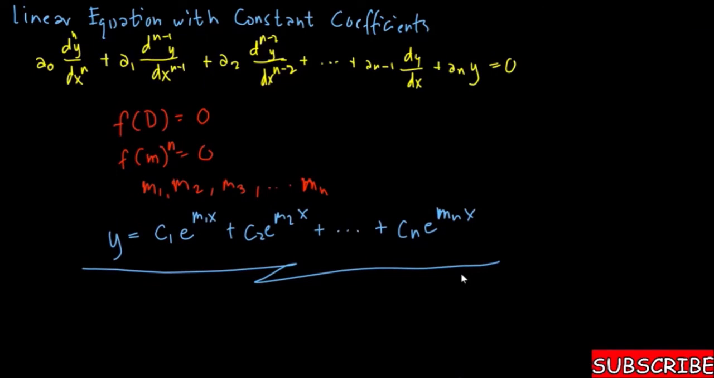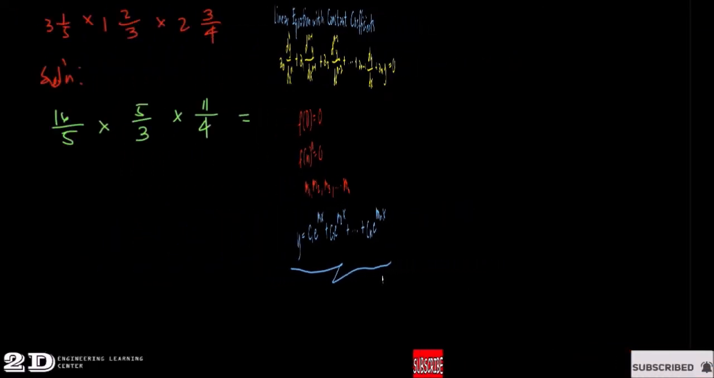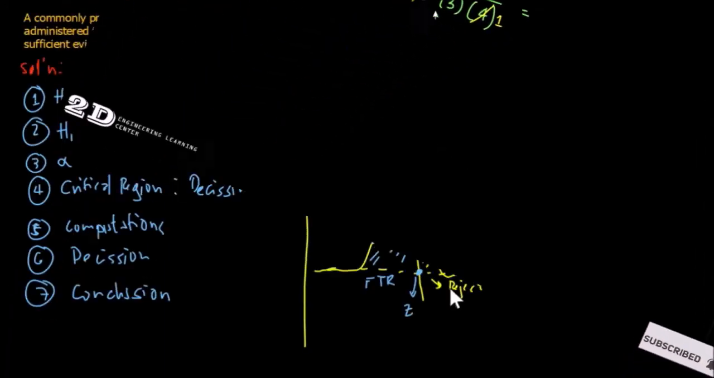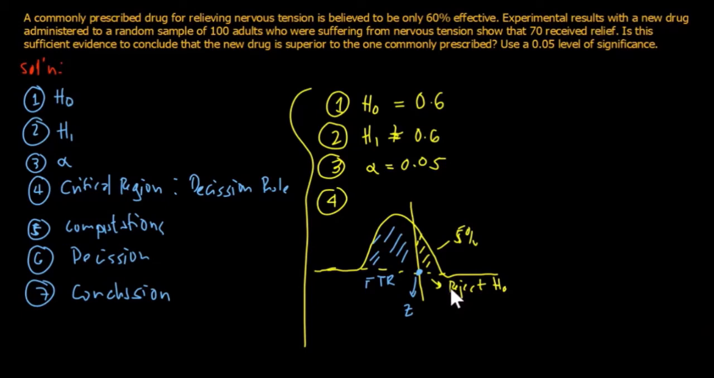Special case for this type of linear quality core. So your new is much superior compared to the commonly prescribed graph. If it is within this one, the FTR region, then you will say that.